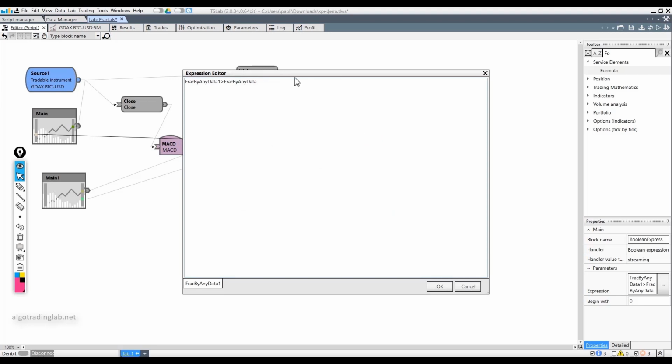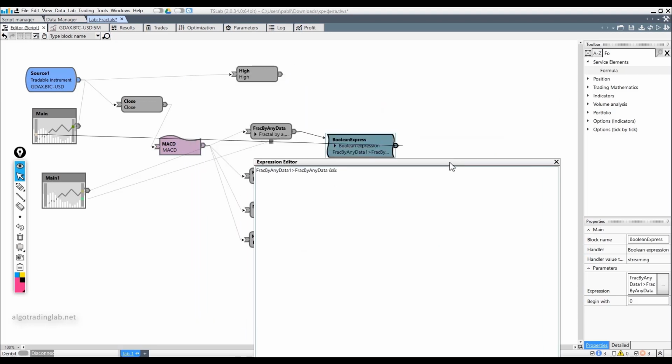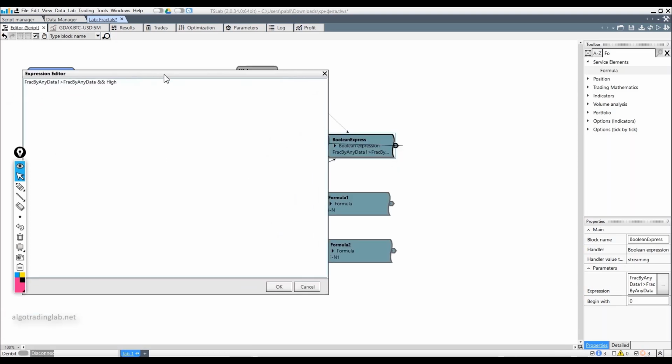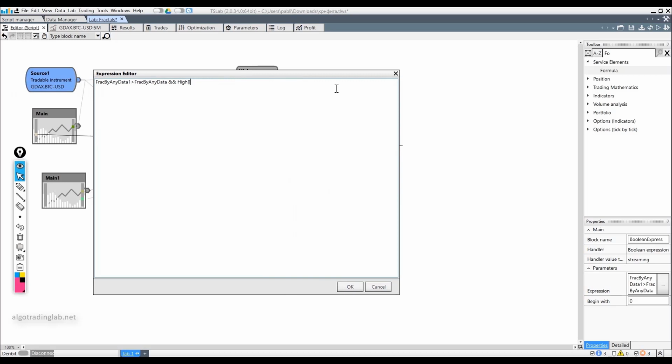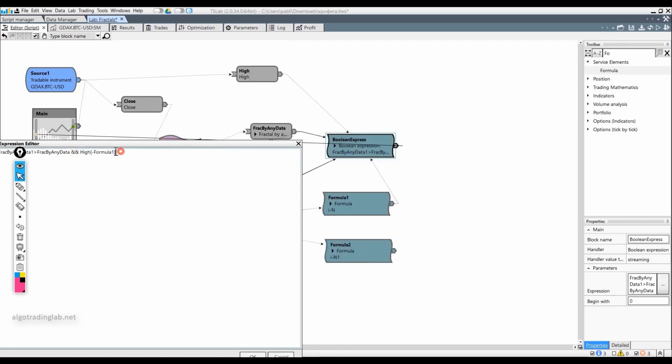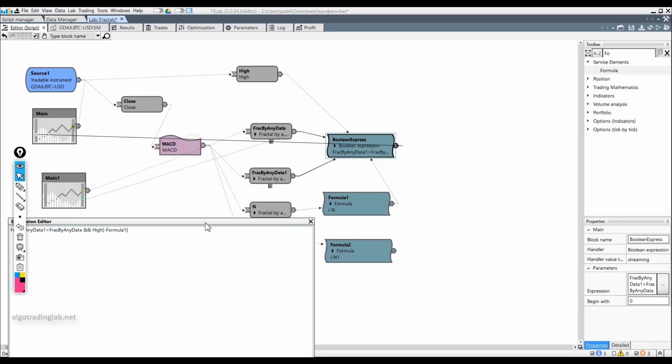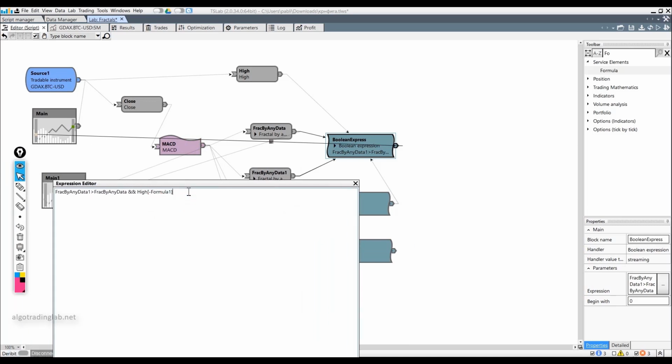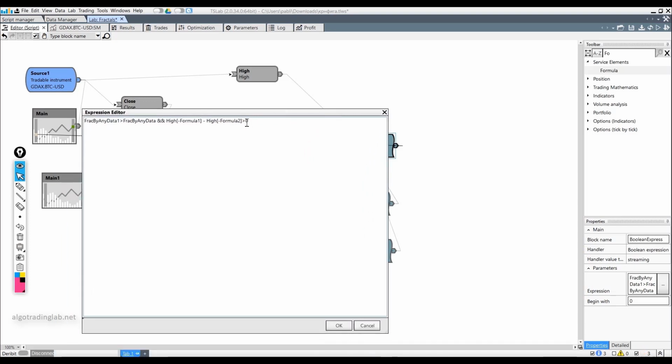If we want to determine divergence, then the price has to go up. We will then write high. By doing this, we will get the highest price which was parallel to the top of the last fractal. Then we need to continue this expression. High minus formula 1, minus high minus formula 2, which must be greater than 0, meaning that the difference should be positive.